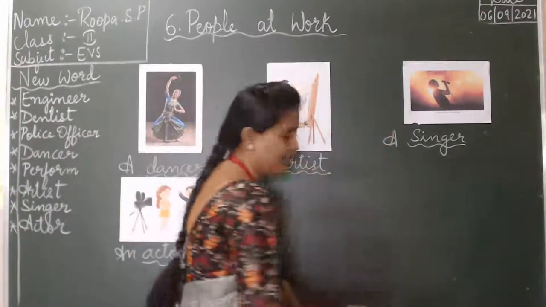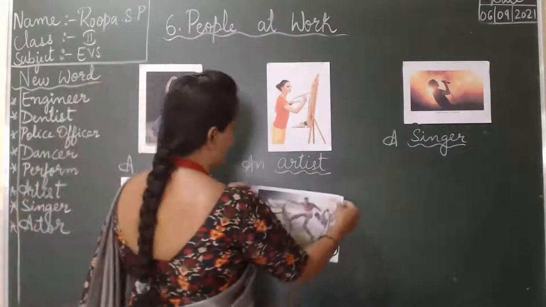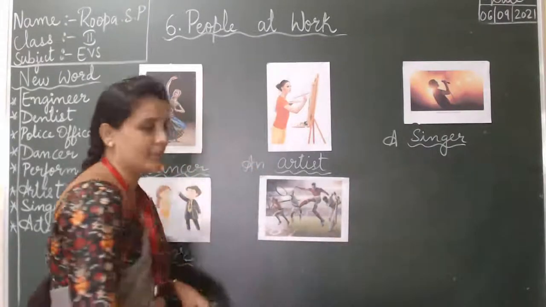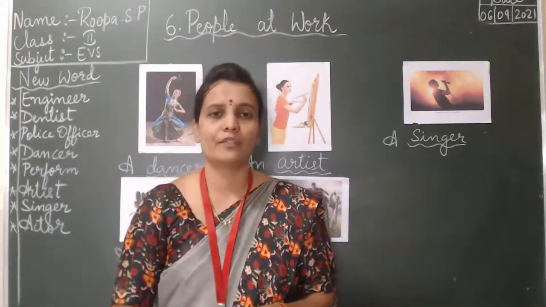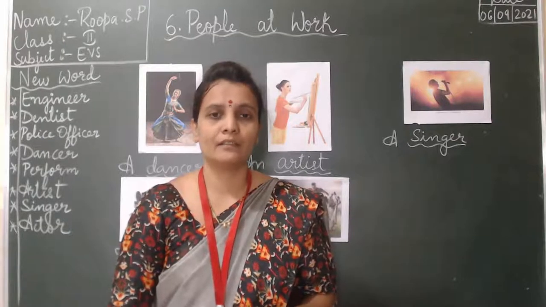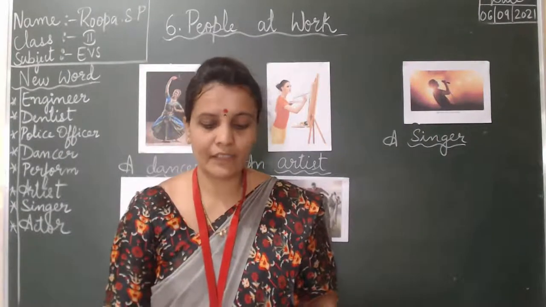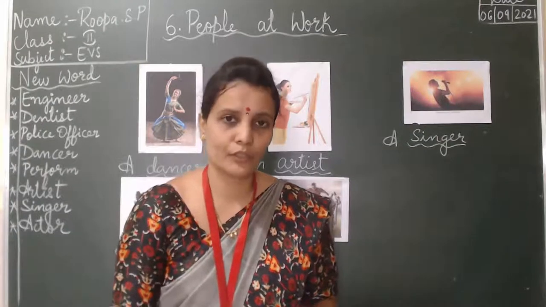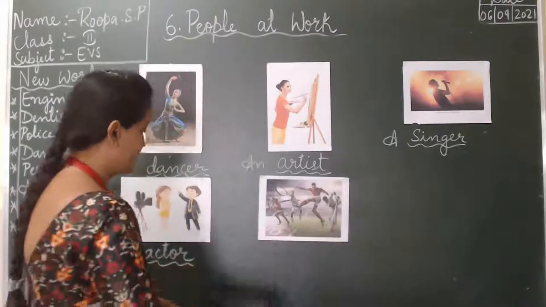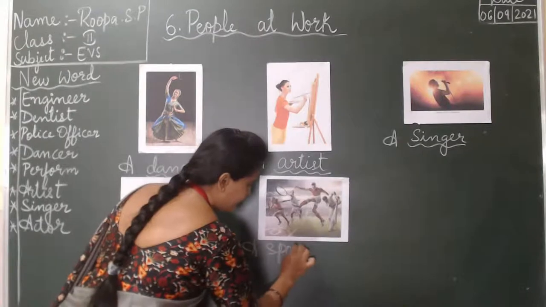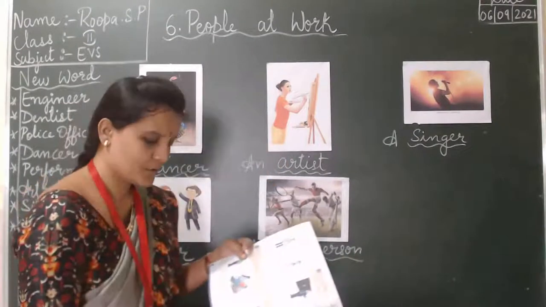Now we'll see your next hobby, a sports person. This is also a hobby which they can change into a profession. Many people like sports. They have different hobbies in playing, like cricket, football, tennis, chess. They might like any sports game. They may even go for national and international sports. They can make this sports hobby their profession. So the next is a sports person. Underline this word: sports person.